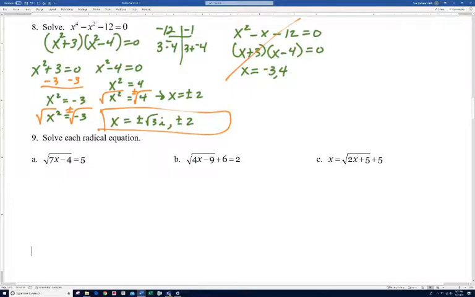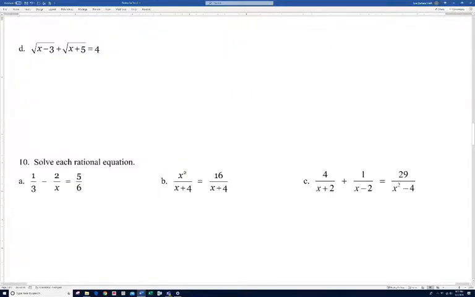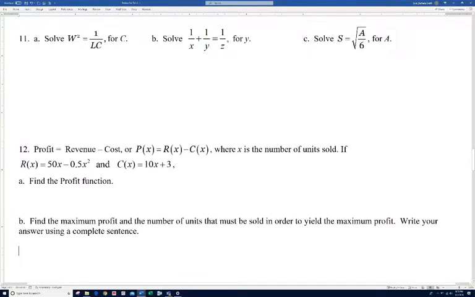Let's go ahead and move on to, we're going to skip this part here. We've already done these, or we did these in class. So on number 11 here, we're solving for c, but c is in the denominator of a fraction, so I need to clear the fractions. We've got w squared. Let's see, so our LCD is LC. We're going to multiply both sides by LC. So on the left, you're going to get LCW squared. On the right, the LCs cancel, and you're left with 1.